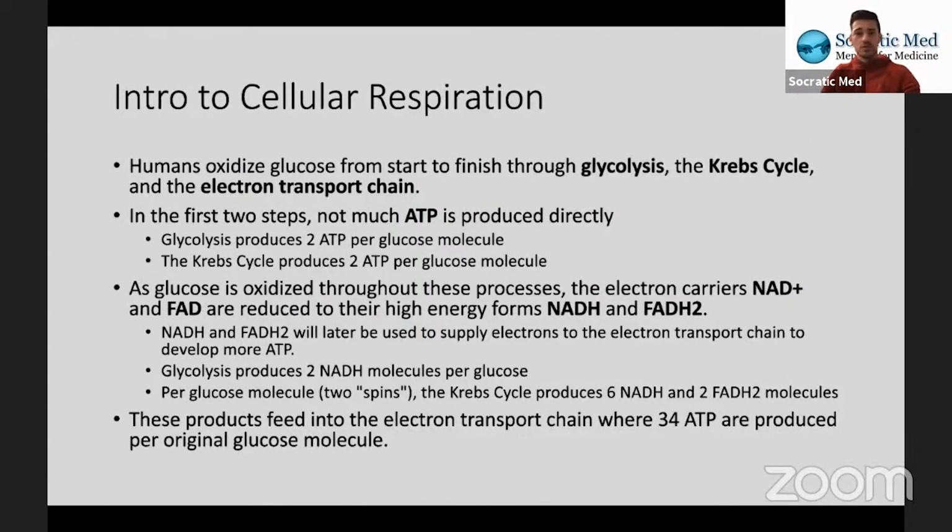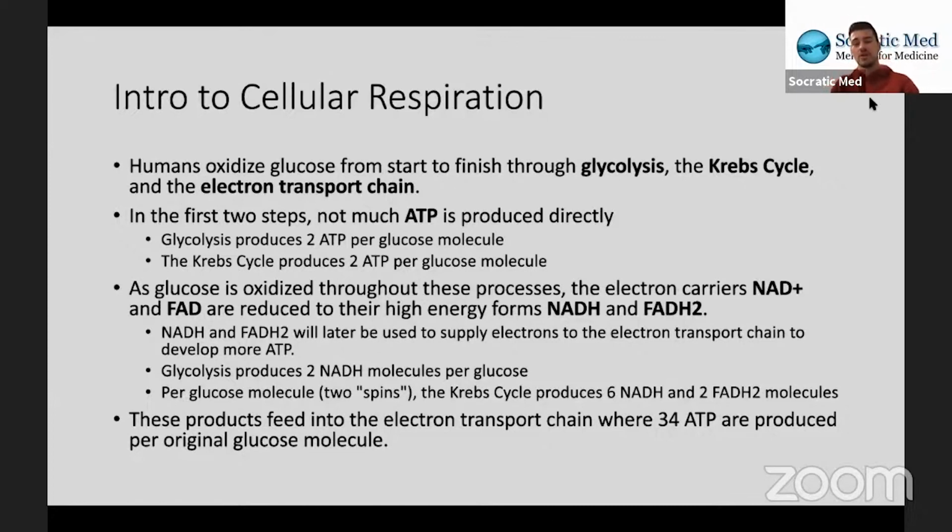Okay, so quick introduction to cellular respiration. Humans oxidize glucose from start to finish through glycolysis, the Krebs cycle, and the electron transport chain. So the oxidation of glucose is the main form of energy that humans utilize, and oxidation is how we actually take energy out of the bonds from glucose. In the first two steps, not much ATP is produced directly. So in glycolysis and the Krebs cycle, we're not super concerned. They do produce ATP and GTP, but we're not super concerned with producing the ATP.